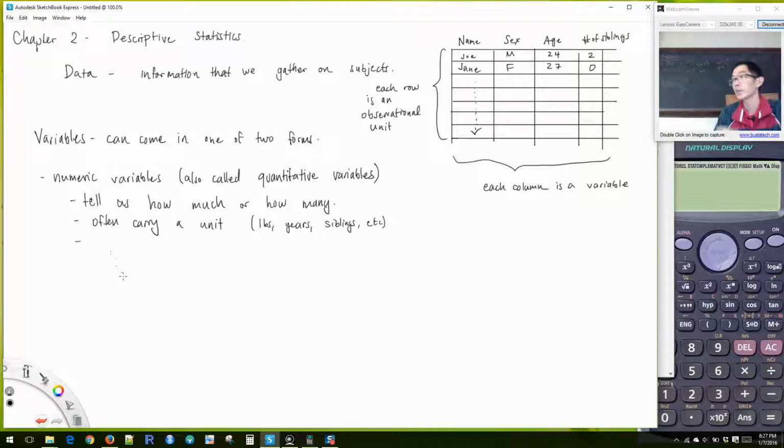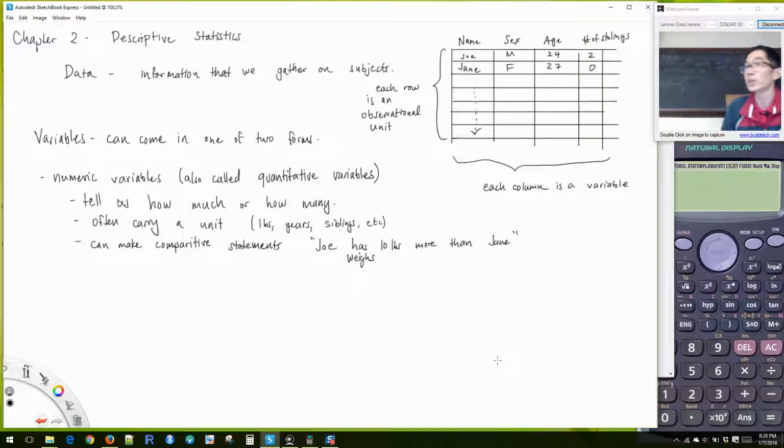And you can kind of make comparative statements. Hey, Joe has 10 pounds more than Jane, okay? Or, in English we say Joe weighs 10 pounds more. But you can make these kind of comparative statements, okay?